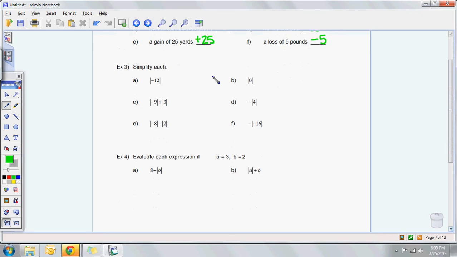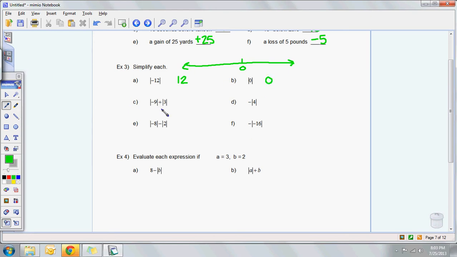So what is the absolute value of negative 12? Well, what's the distance from zero on your number line? If you need to, you can draw your number line up here. Or you should know, negative 12 is 12 spots away from 0. So my answer is 12. How many spots is 0 away from 0? Well, that's easy enough. It's just 0 spots away.